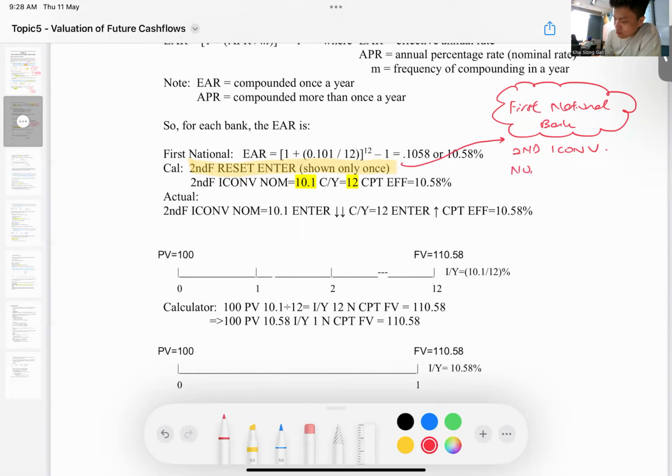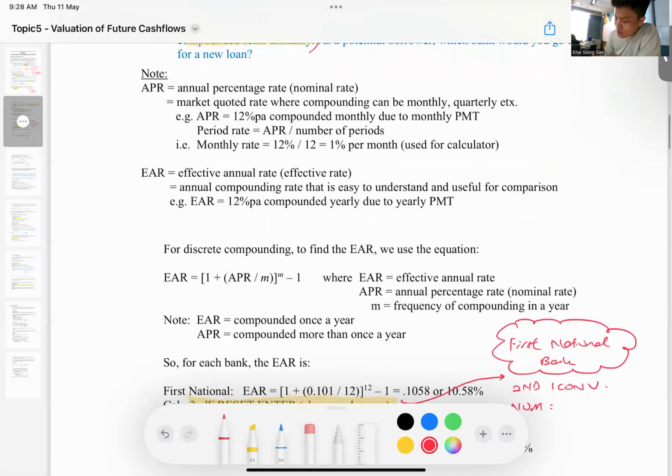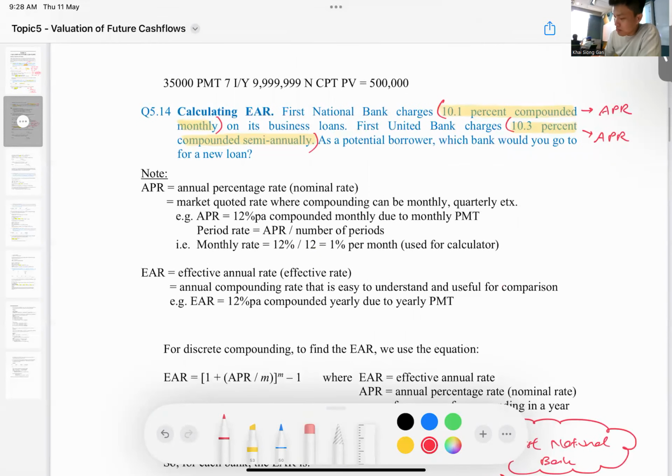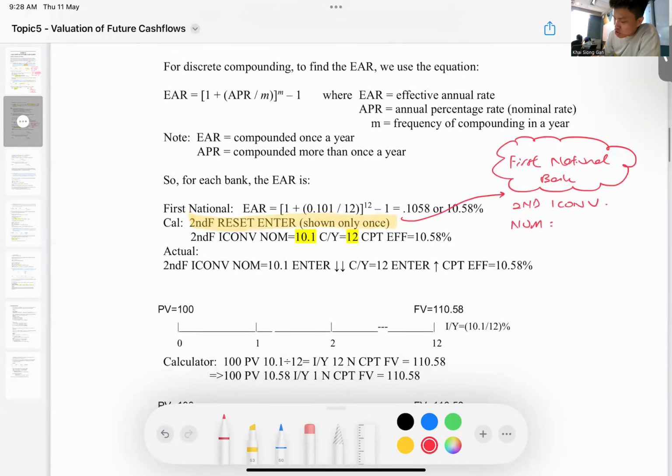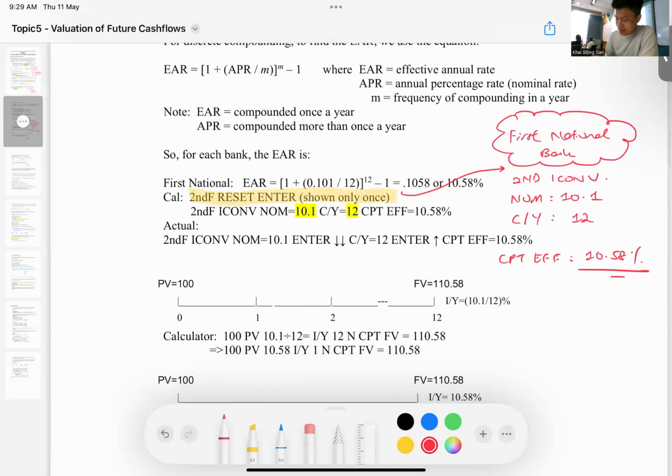Okay, nominal rate. What is my nominal rate? 10.1%. Compounded monthly. So 12. Then compute EFF. As simple as that only. If it comes out in the midterm, so easy to score. Okay, so what do you get? 10.58%. Okay. So there's the answer for the First National Bank.